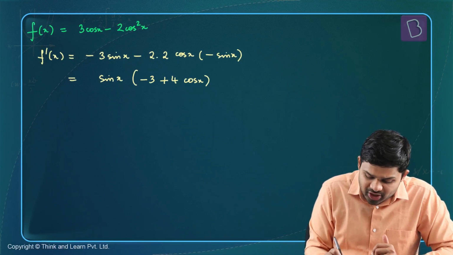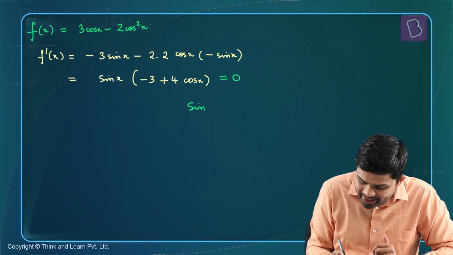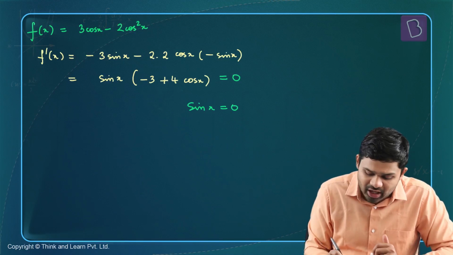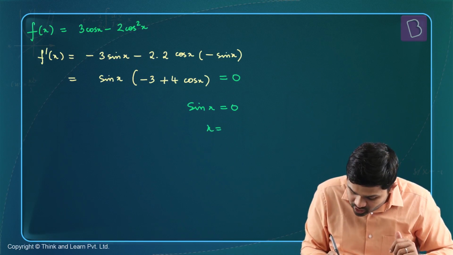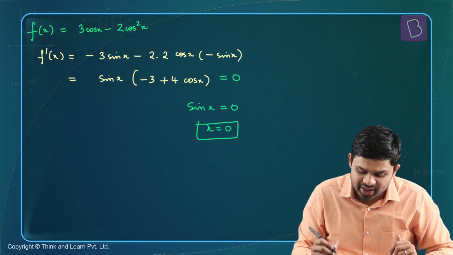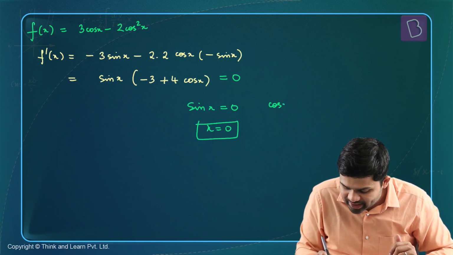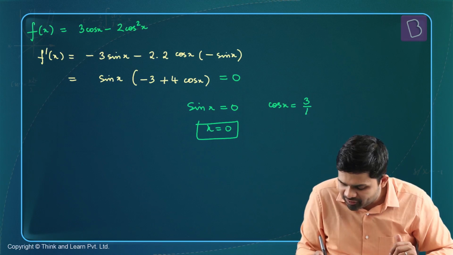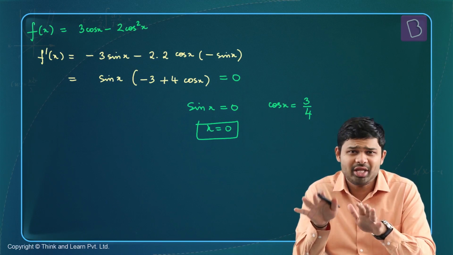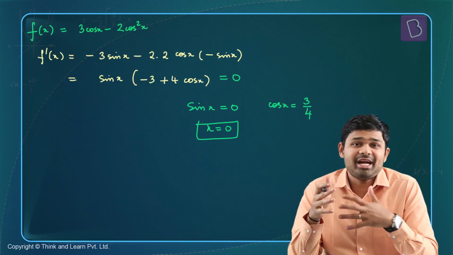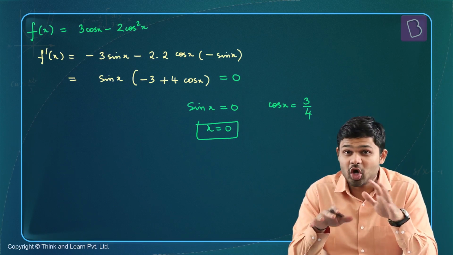So this expression will be equal to 0 when sine x is 0. So in the domain of 0 to pi by 2, sine x will be 0 when x is equal to 0. And the other thing is when cos x is equal to 3 by 4. Well, we don't know a standard angle for which cos x equal to 3 by 4, so let's just keep it as it is. Anyway, that point of cos x equal to 3 by 4 is not a point of interest.